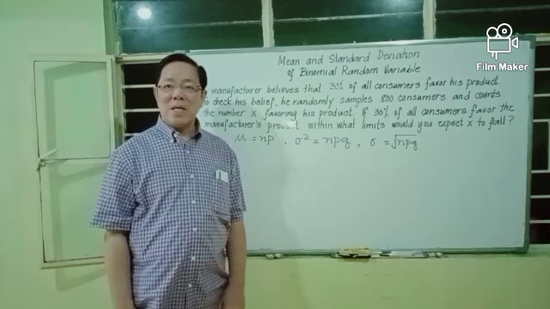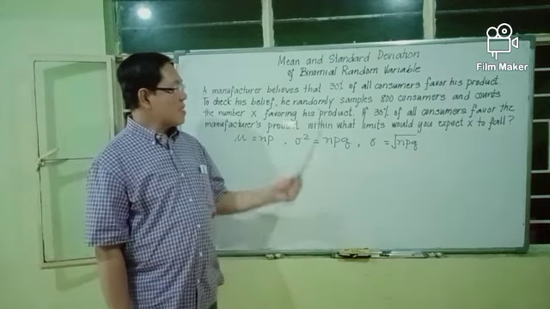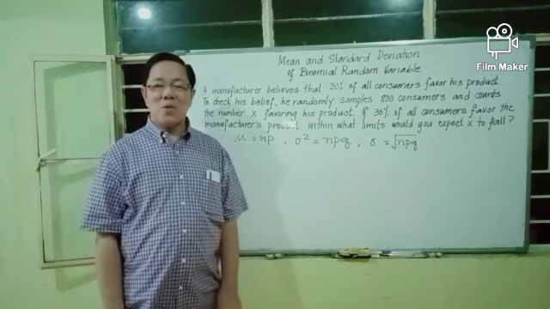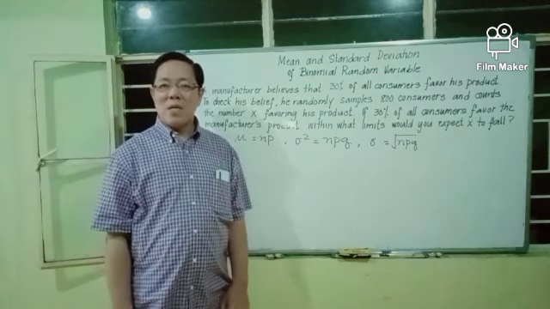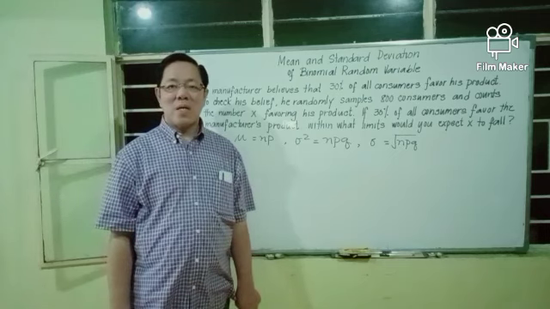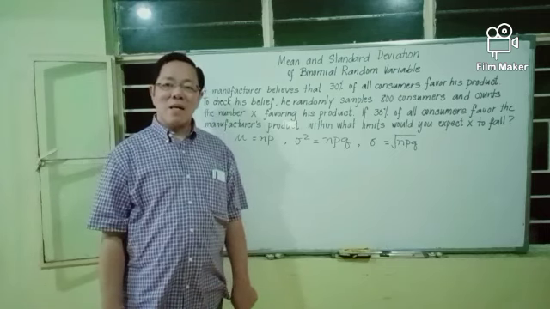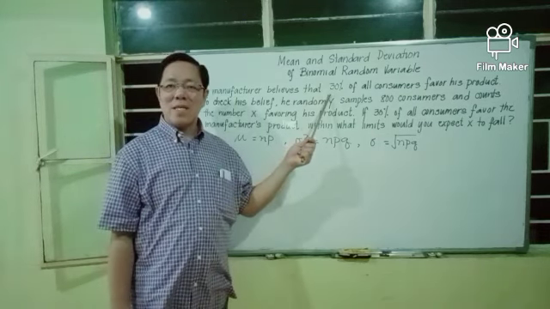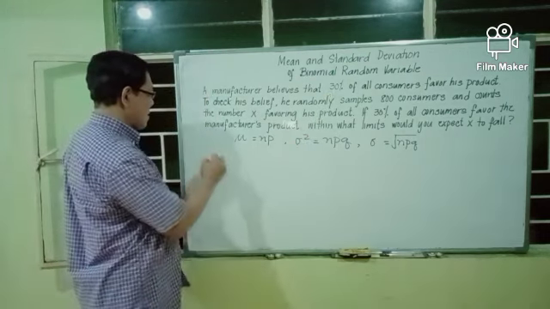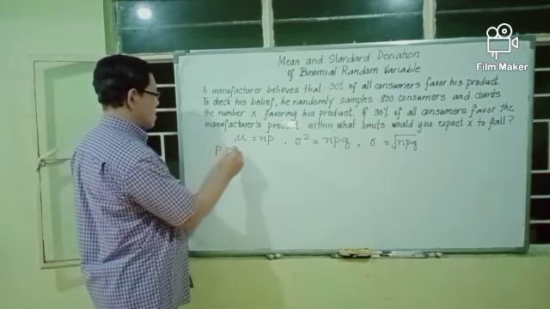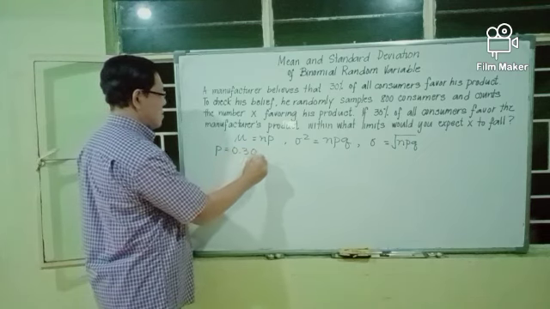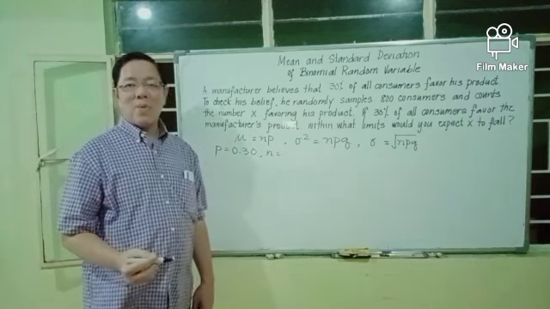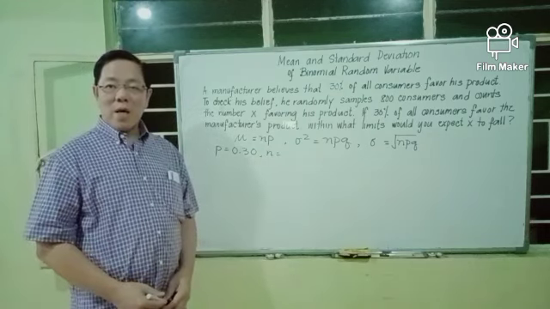Each trial may be repeated n times, and for this example it will be repeated 800 times because there are 800 consumers and each will be asked whether he or she favors or not the manufacturer's product. And the probability that a consumer favors the manufacturer's product is 30% or 0.30. And the sample size is denoted by small letter n, and it's equal to 800.